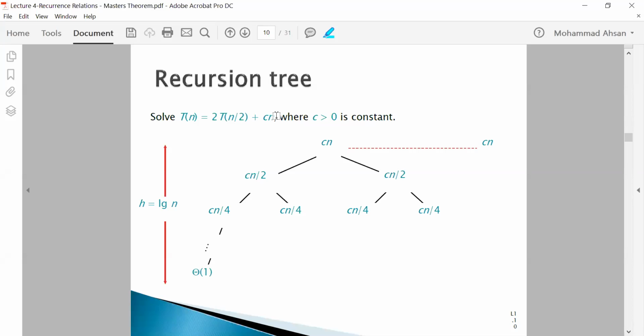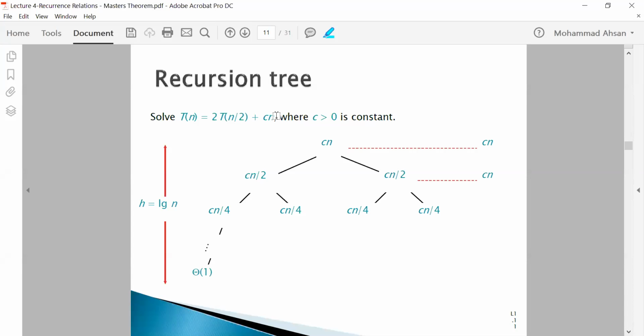At the root level, you do Cn work to split it. In the next level, you do Cn/2 work on the left side and Cn/2 work on the right side.